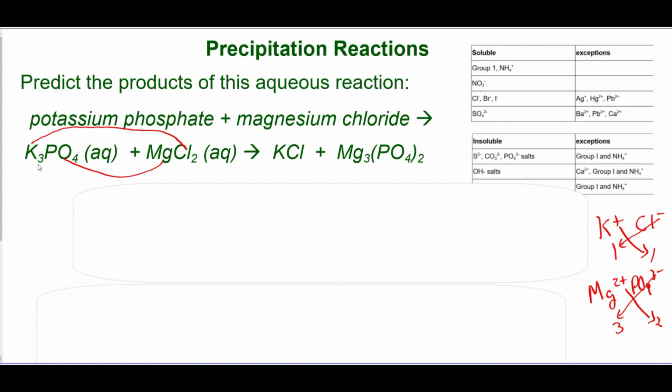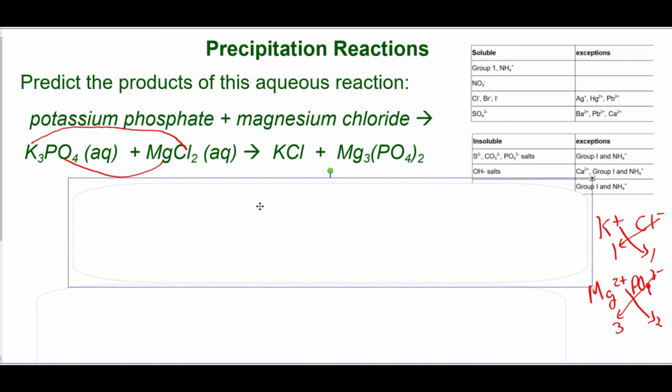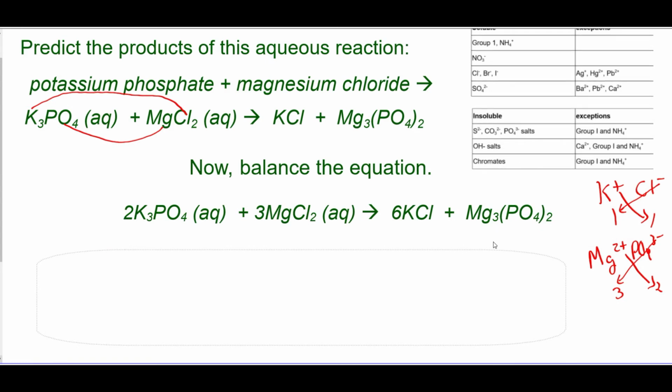For example, we know this is unbalanced because there are 3 potassium in the reactant side and only 1 in the products. So pause the video and balance the equation. Now that it's balanced, we want to find out what the solubility is, or the state of our products. We have potassium chloride. If we look, potassium is a group 1, and so that is going to be soluble. If we look at magnesium phosphate, those are generally insoluble, and magnesium is not one of the exceptions, so that's going to be a solid.